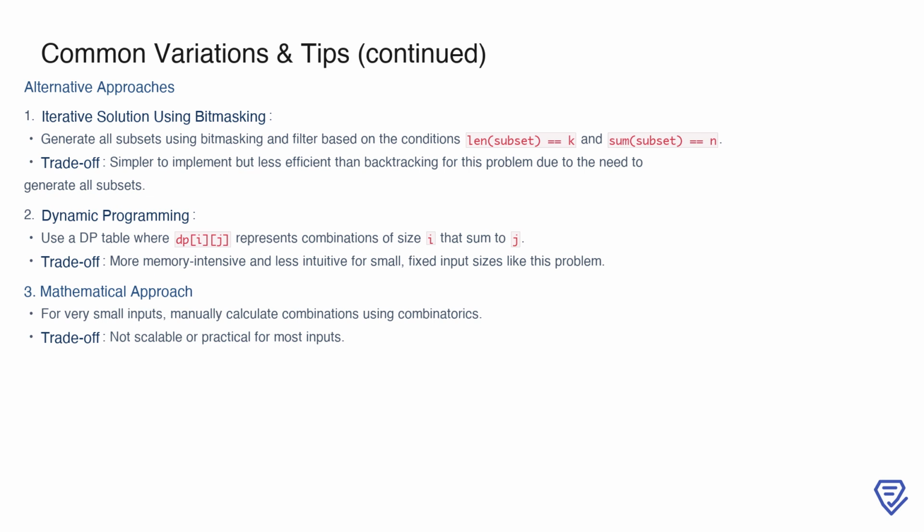Another approach involves dynamic programming. Here, you can use a DP table where each entry represents combinations of a specific size that sum to a target value. While this method can work, it's more memory intensive and less intuitive for smaller, fixed input sizes like this problem. Lastly, for very small inputs, you might consider a mathematical approach, manually calculating combinations using combinatorics. While this can be quick for small cases, it's not scalable or practical for most inputs.